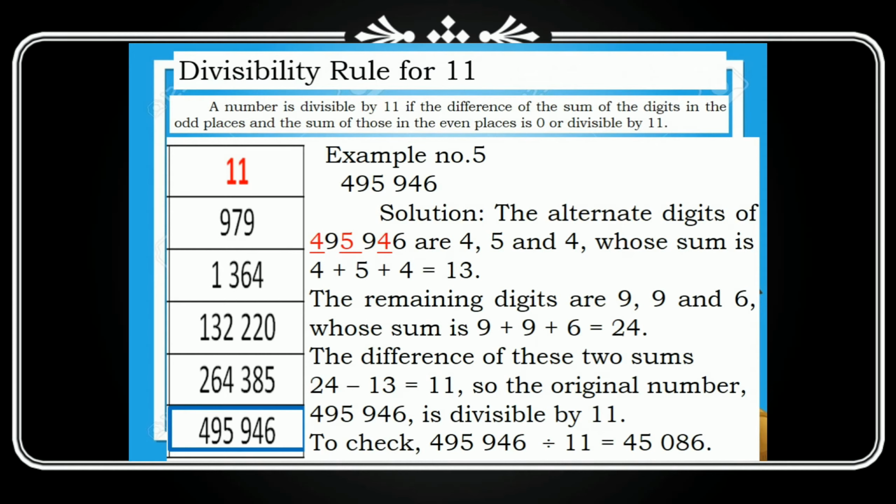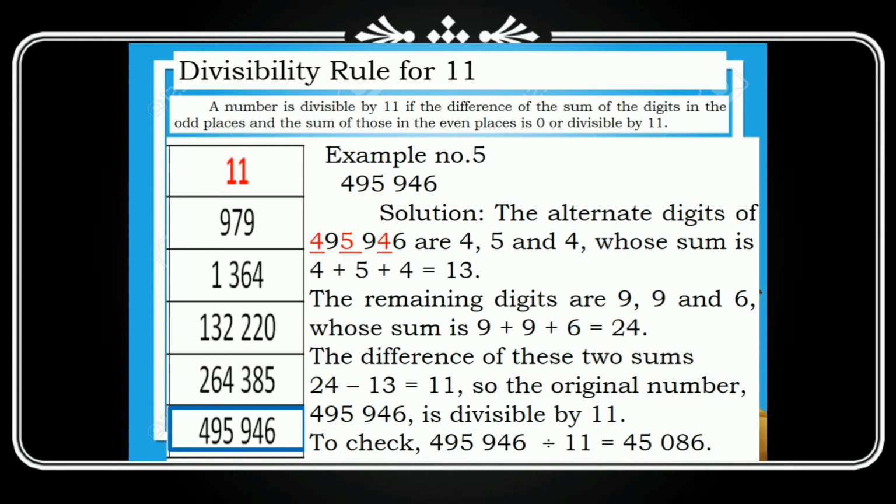And for example number 5, 495,946. The alternate digits of 495,946 are 4, 5, and 4, whose sum is 13. The remaining digits are 9, 9, and 6, whose sum is 24. The difference of these two sums, 24 minus 13, is equal to 11.